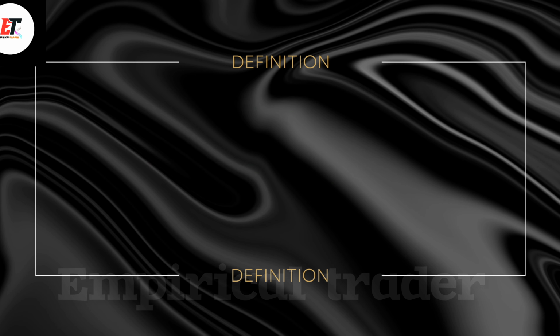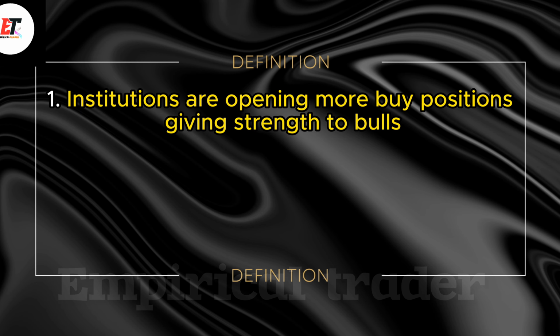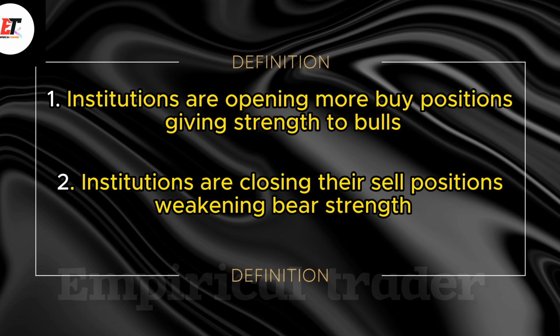This happens because of two reasons. Institutions are opening more buy positions, giving strength to bulls, and institutions are closing their sell positions, weakening bear strength.